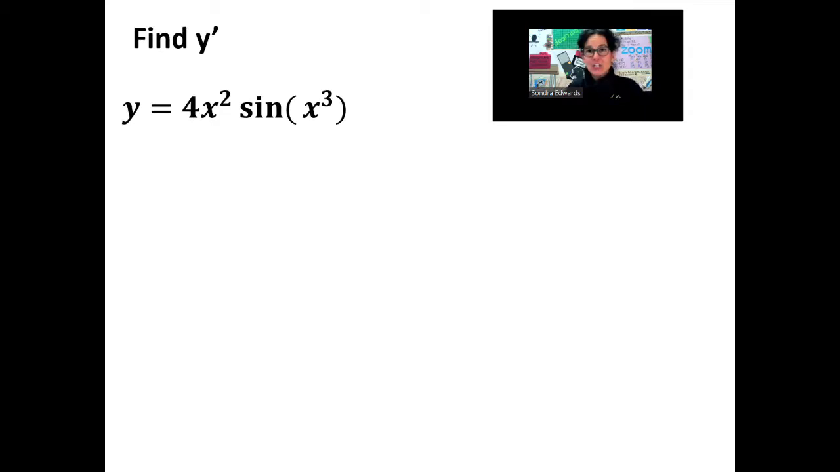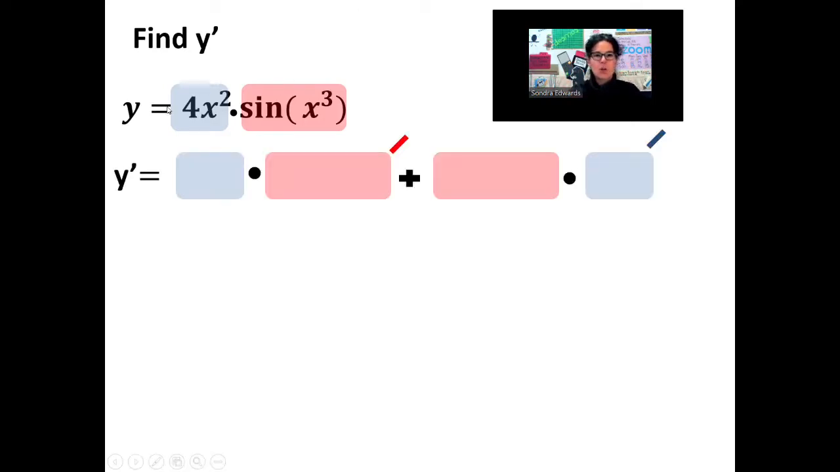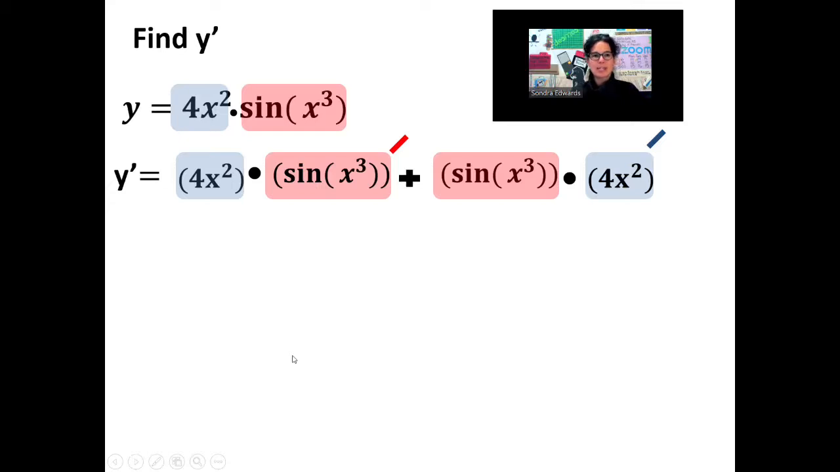Here, we're going to use multiple rules. First thing we need to notice is that 4x squared sine of x cubed is really 4x squared times sine of x cubed. All right, so we're going to use that product rule, because when we have two things multiplied together, and they both have x's in them, we're going to have this first one times the derivative of the second plus the second times the derivative of the first. So let's put those ones in.